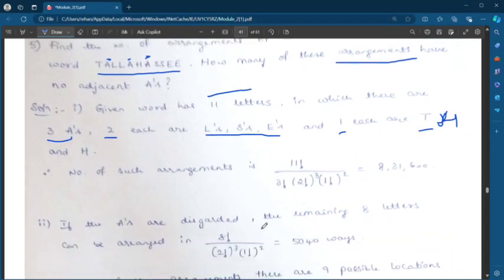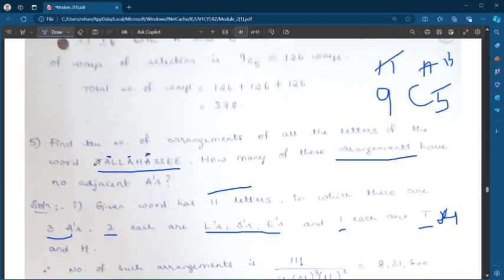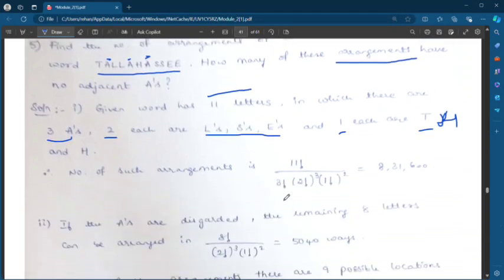Now if the A's are discarded, they are saying that nothing should have adjacent A's, so before and after A should not be there. So I'll just remove the A's. The remaining will be the same, and here in 11 I'll remove 3, so 11 minus 3 is nothing but 8.